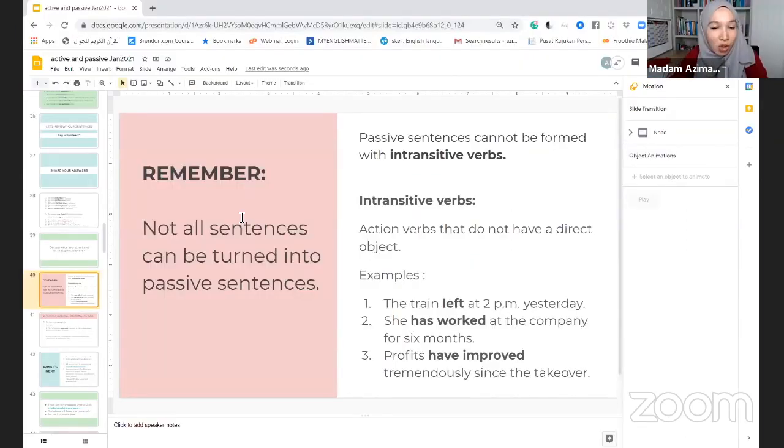Right. Not all sentences can be turned into passive sentences. Not all. Because they can't be formed with intransitive verbs. It's just a side note that you can read on your own. So intransitive verbs don't have a direct object, and if it doesn't have a direct object, you can't change it into a passive form. That's all. So you can read that on your own, okay?